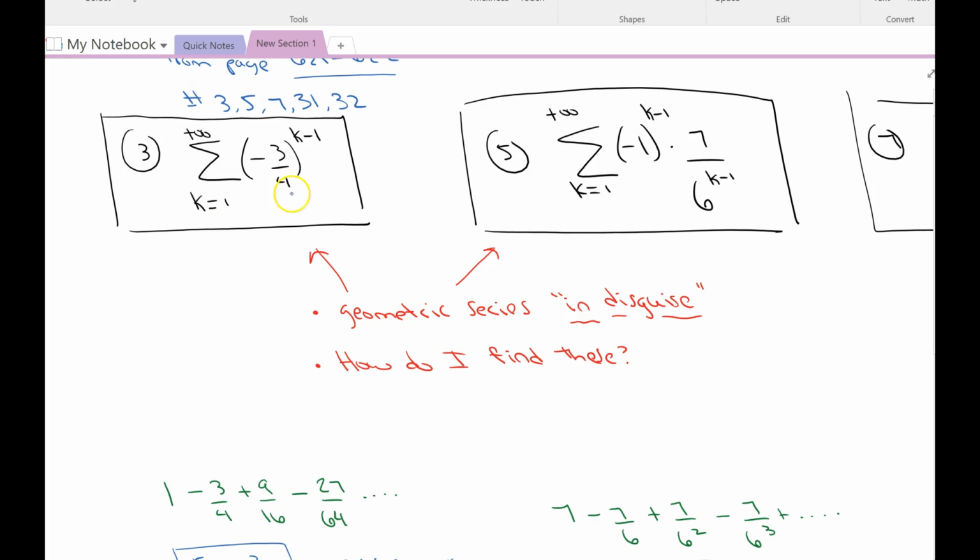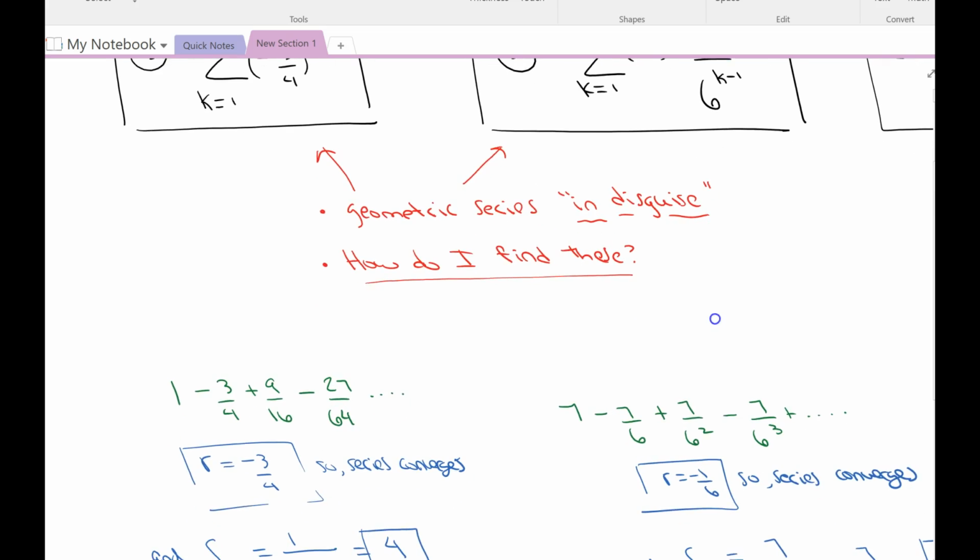So here is number 3. I inputted in k equals 1, k equals 2, k equals 3, k equals 4, right? You see relatively quickly that each of these series is in fact geometric. Here is number 5, the first few terms. So to answer the question, how do I recognize series that are geometric, that are in disguise? Input in the first few terms, and it will become readily obvious to you.